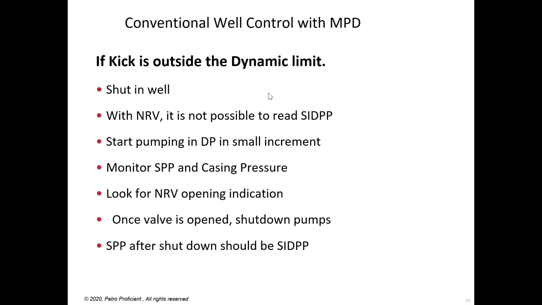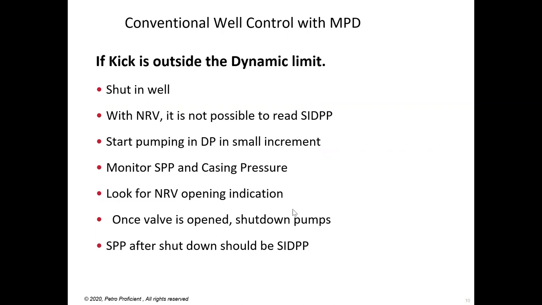So if the kick is outside the dynamic limit, shut in the well with NRV; it is not possible to meet the shut-in drill pipe pressure. As you know, because of the NRV, the pressure in the drill string will be just the hydrostatic pressure. Well pressure will not be directly read. So you have to monitor SPP and casing pressure, look for NRV opening indication, open the valve and shut the pumps, and then go on like that.